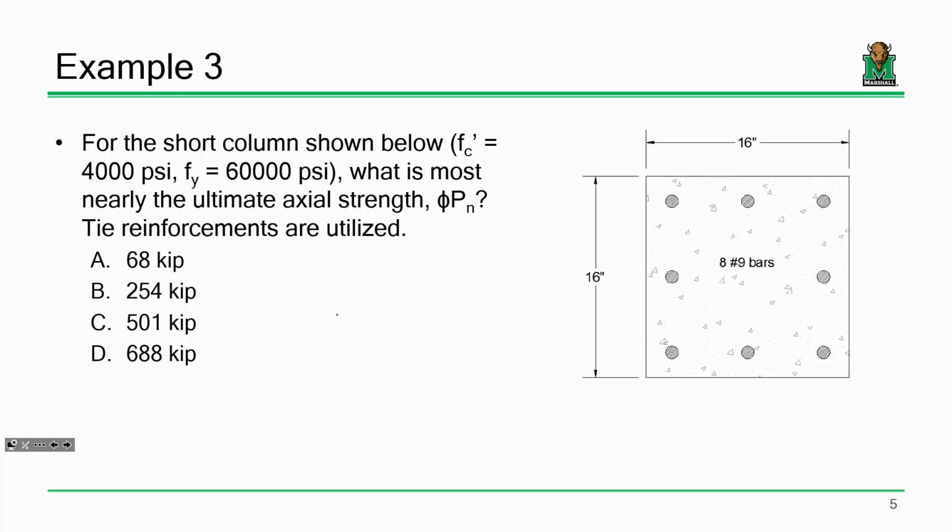So now we've got a column. We have an element and we're just pushing on it. And here's the cross-section. It's 16 by 16, 4,000, 6,000 PSI. We have 8 number 9 bars. What's the ultimate strength, phi Pn? And tie reinforcements are utilized, so we're not using spirals, remember? Spirals give better confinement when the outer part cracks, so you actually get a little bit of a higher phi value because of it. But all in all, straightforward. Everybody good? All right.